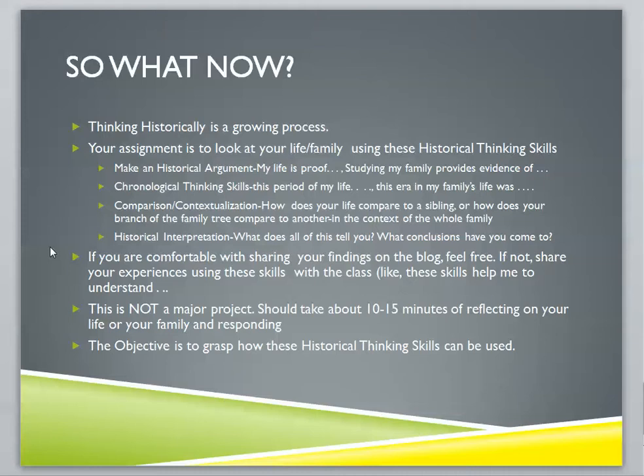And then chronological thinking. This period in my life, this era in my life, my middle school era, my elementary school era, my preschool era, whatever, or my family's history in the early 1900s, my family's history in the 1950s, etc. Depending on your knowledge and what you feel comfortable doing, that's what you do there. Comparison and contextualization. How does my life compare to a sibling? How does this branch of the family tree compare to another in the context of the whole family? And then what does all this tell you? Looking at the collective nature, what is everything that you looked at here? What conclusions have you come to about you or your family?